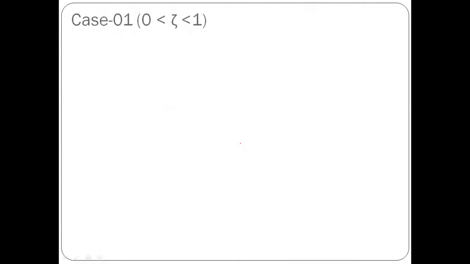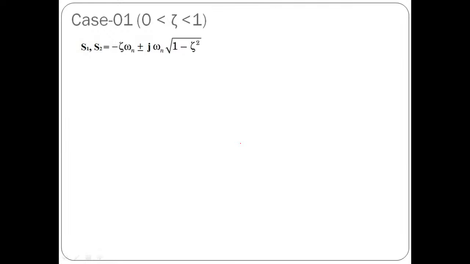So now let us take the cases one by one, because in this case our objective is to analyze how the response of the system is going to vary when we change the value of the damping ratio, that is nothing but zeta. So case number 1, if you take the value of zeta from 0 to 1, then what will happen?